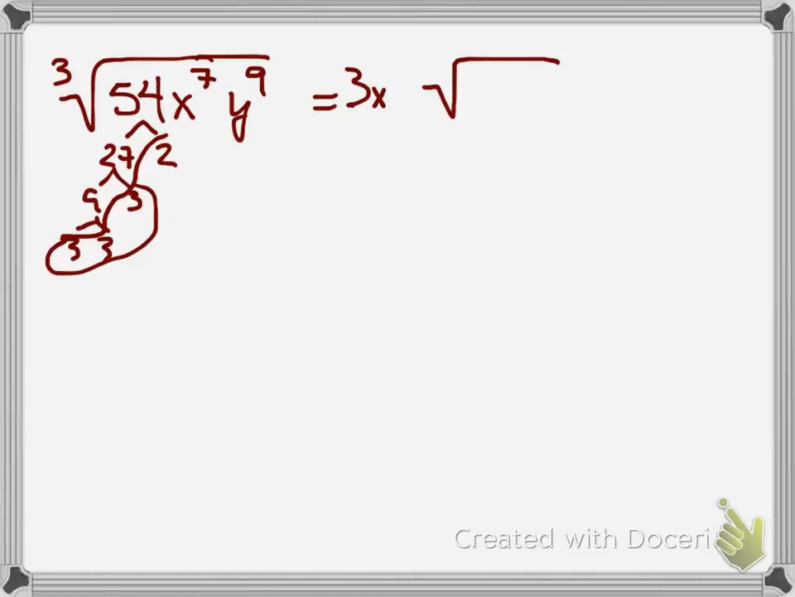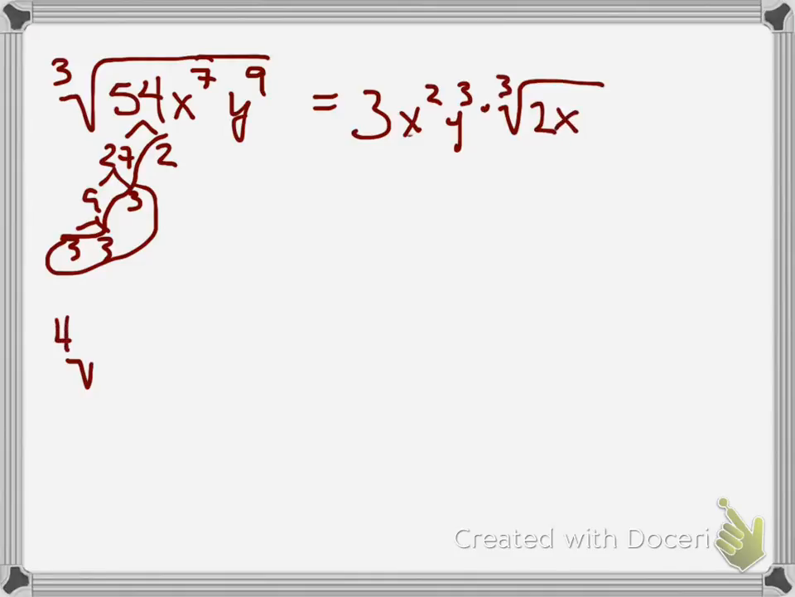And then what do I do with the x? Well, 7 divided by 3 is 2 with a remainder of 1. 9 divided by 3 is 3 and no remainder. So that would mean there's no y's inside the radical, but there was for the x. And I'm going to rewrite it so I can make it look a little nicer. Okay? So you can kind of see there like that.